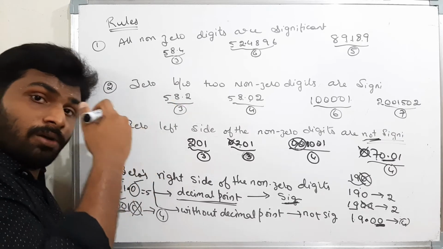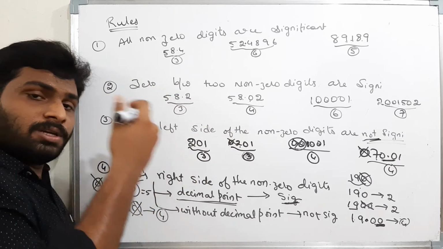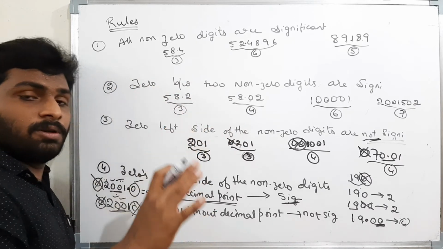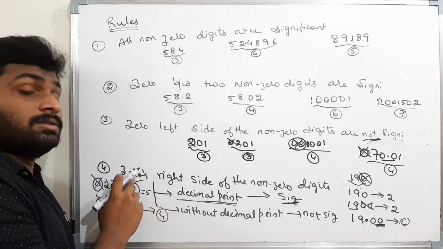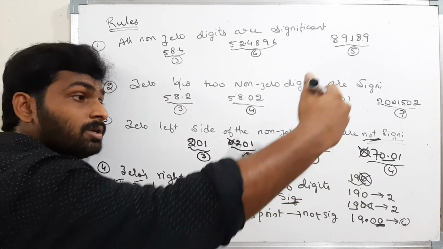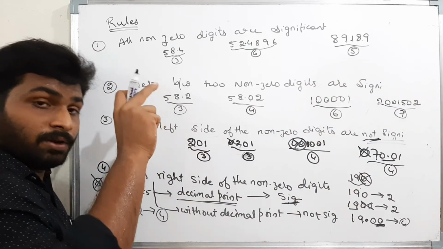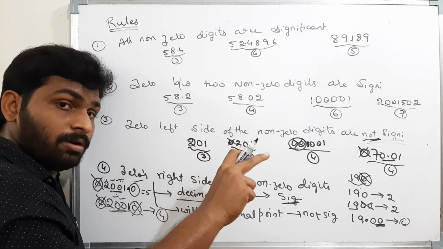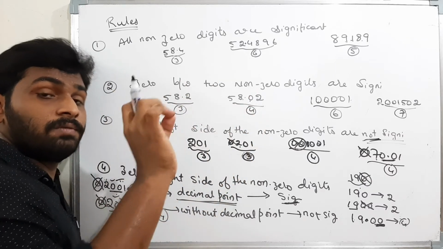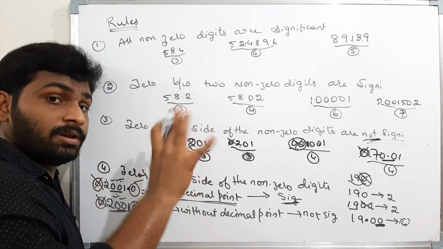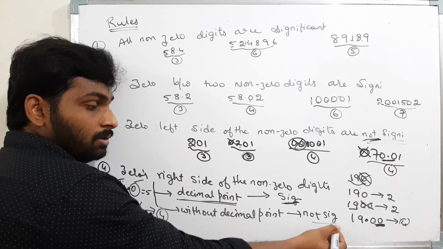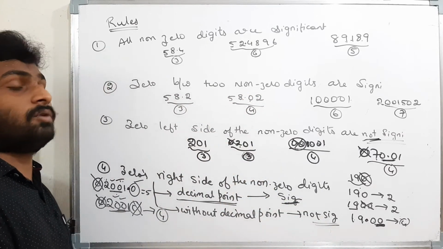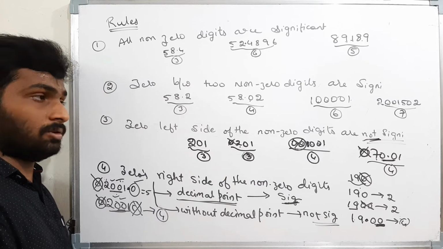Left side zeros are always non-significant, whether there is a decimal point or not. And for zeros on the right side: if the value has a decimal point, then those zeros are significant. If the reading does not have a decimal point, then right side zeros are not significant. These are the 4 rules, and there are 2 more rules, which we will see now.